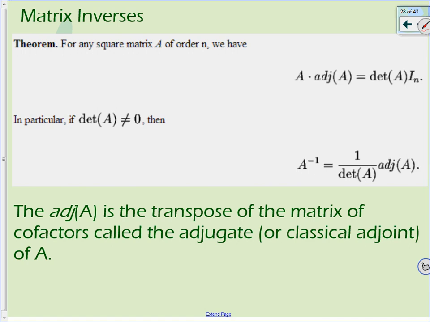You apply all the plus minuses in the plus minus checkerboard pattern, and that is the cofactor matrix. You transpose it, so rows become columns and columns become rows. And then you multiply it by 1 over the determinant. And then you have the inverse.